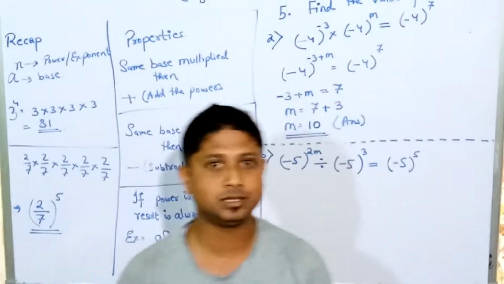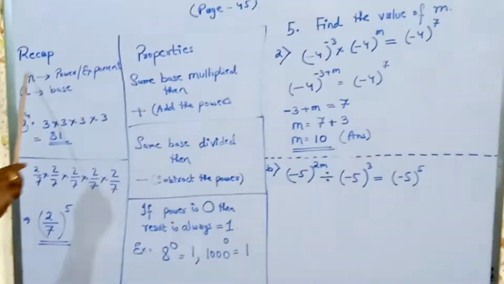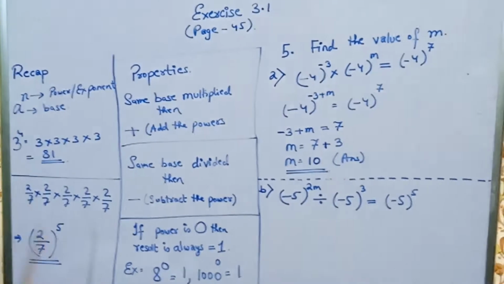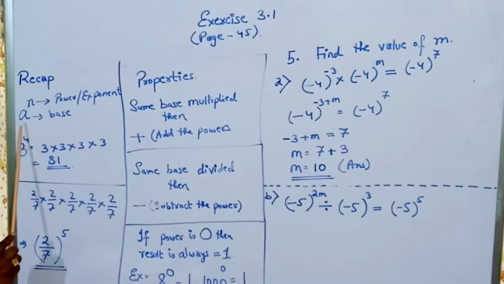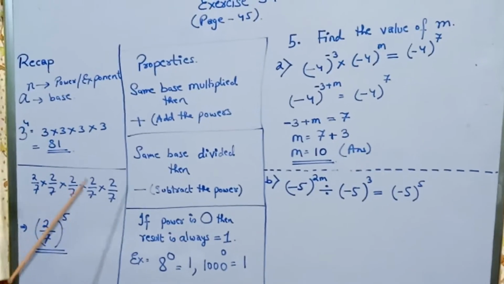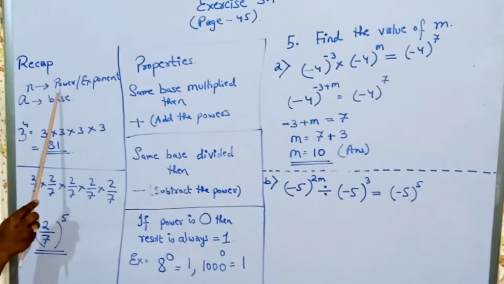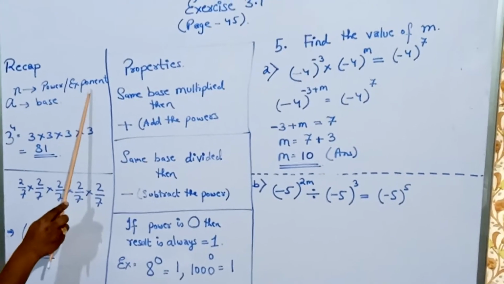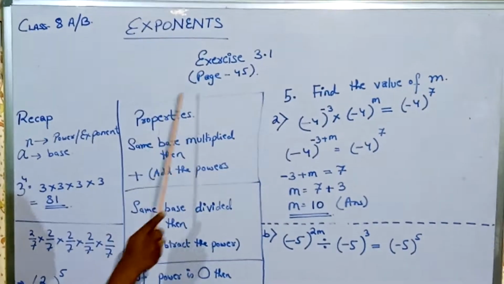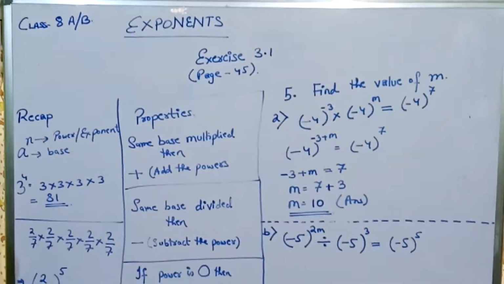However, certain things that I did from the chapter Exponent was this portion. If you can see, I have just written it as recap. In the portion of recap, you can see a to the power of n. Here a is the base, so I call it the base, and n is the power, or it's called the exponent. The name of the chapter itself is Exponent. Chapter number 3, exercise 3.1 of your mathematics book, page 45.